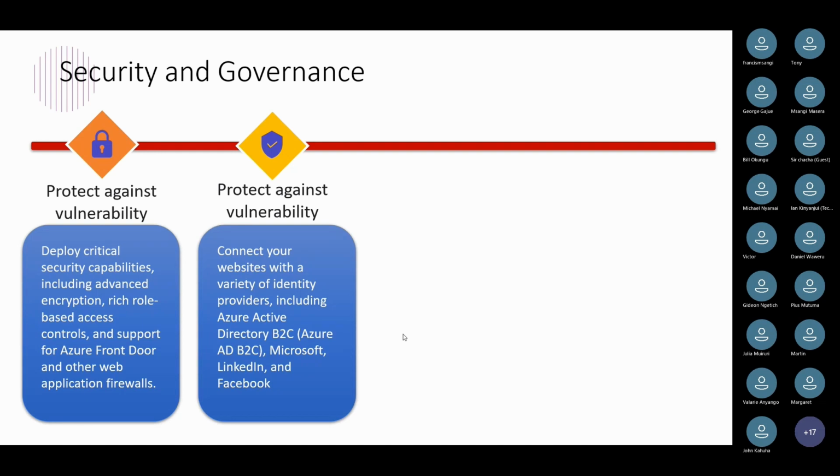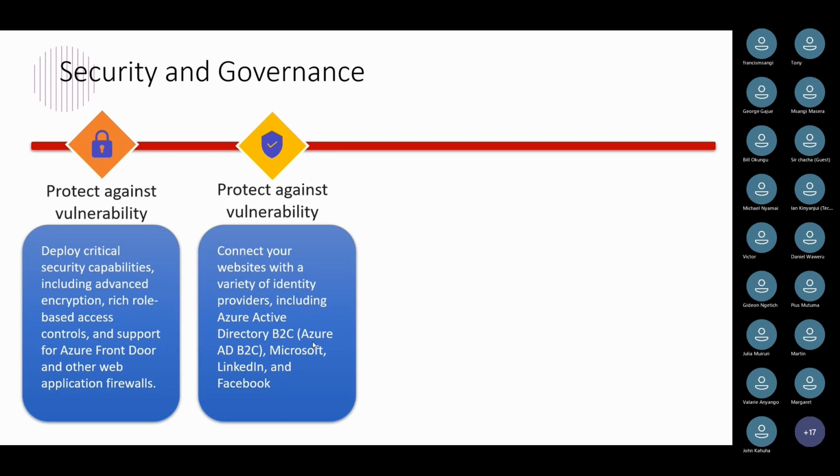All right, so you can connect your website with various identity providers for B2B or B2C authentication. So people can easily log in to the website via LinkedIn, via Microsoft, or via Facebook accounts. So if they have a Facebook account, they can easily go to the website and log in.